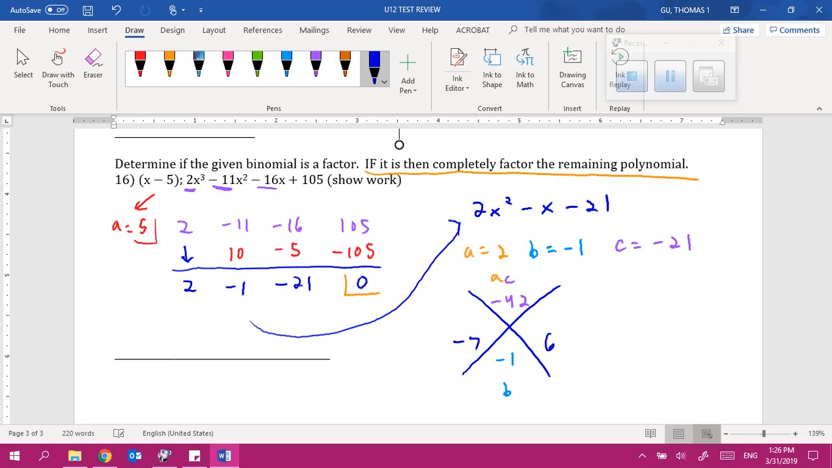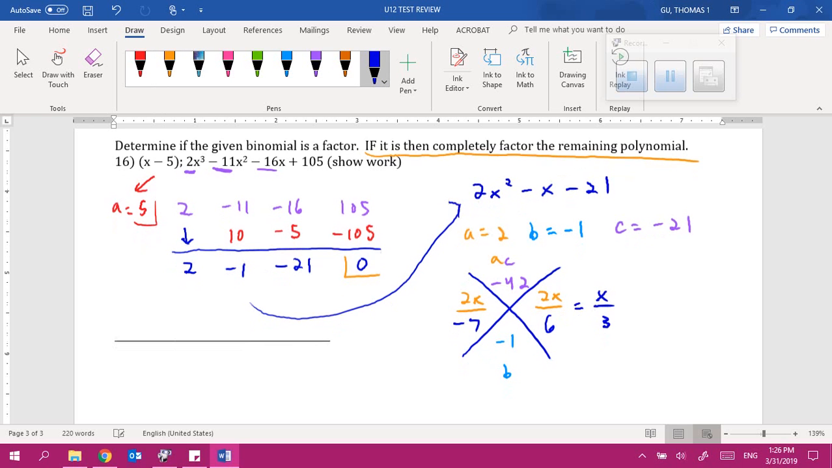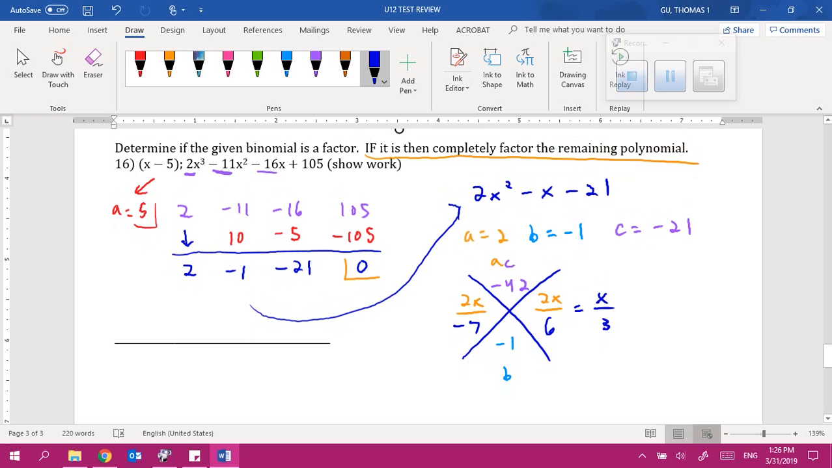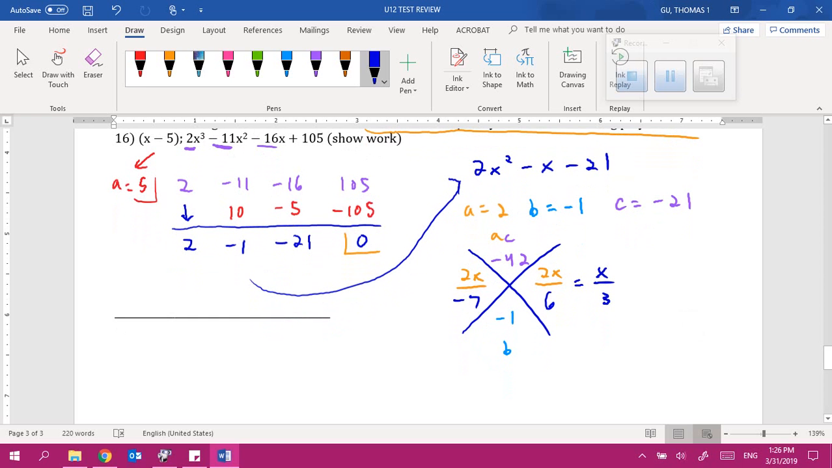What do we need to do after this? We need to put a times x on top, which in this case is going to be 2x. Now with these fractions, we need to simplify. 2x over negative 7 does not simplify, but 2x over 6 simplifies to x over 3. So to factor this remaining polynomial, it would be 2x minus 7 times x plus 3.